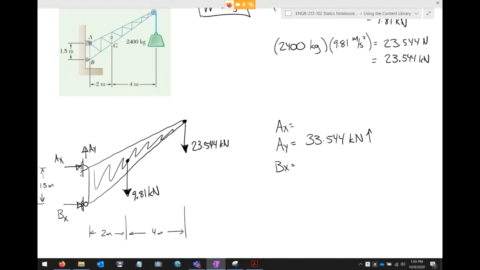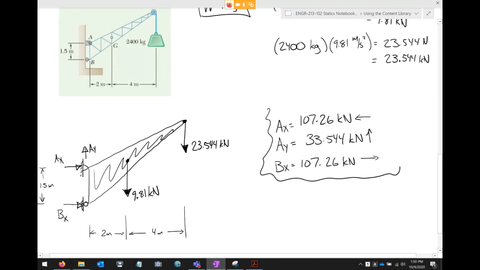I know we're running short on time. All right, I am getting that this is 107.26 kilonewtons, and this is 107.26 kilonewtons, but AX is going to the left and BX is going to the right.